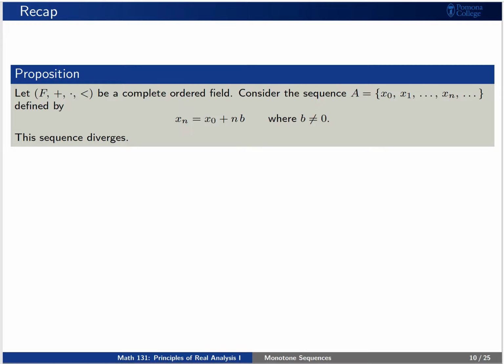We found a couple of examples last time. Say that we have an arithmetic sequence. That is, our xn looks like x0 plus n times b for some non-zero number b. In this case, we proved that our sequence diverges. That is, the sequence increases without bound if b is positive, and it decreases without bound if b is negative.